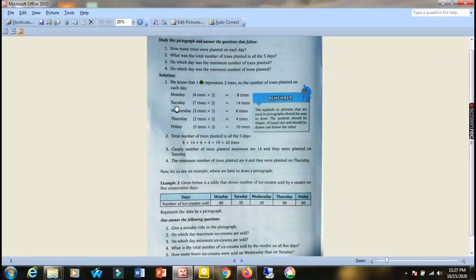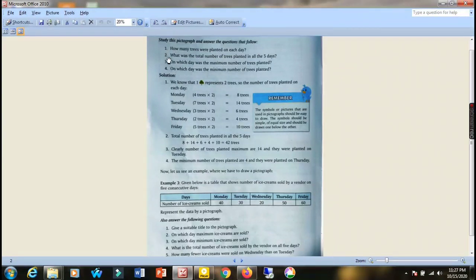In the same way, Tuesday they planted 7 trees into 2 equals 14 trees. Wednesday they planted 3 trees into 2 equals 6 trees. Thursday they planted 2 trees into 2 equals 4 trees. And Friday they planted 5 trees into 2 equals 10 trees. So these are the answers of question number 1.